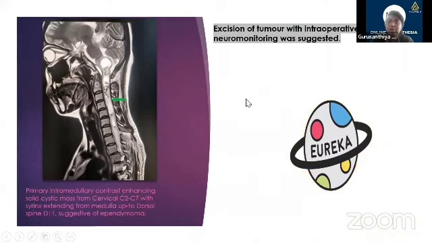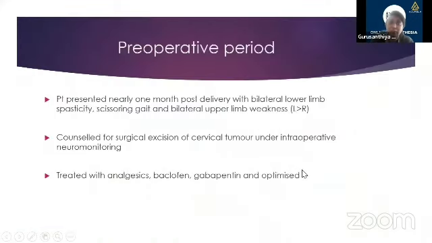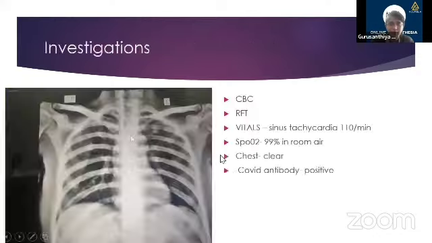We suggested she excise the tumor as soon as possible and get admitted on the same day itself. But then she presented 1 month post-delivery with bilateral lower limb weakness with spasticity and spastic gait, and bilateral upper limb weakness with the left greater than right. The left power was 3/5 and the right's power was 4/5. She was counseled for surgical excision of the cervical tumor under intraoperative neuromonitoring. She was treated with analgesics, baclofen, gabapentin, and optimized in the perioperative period.